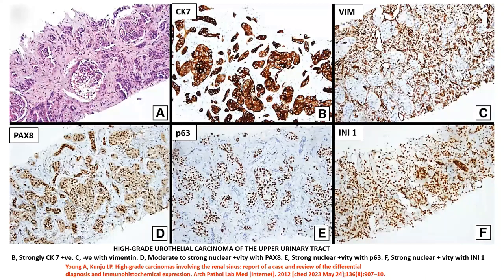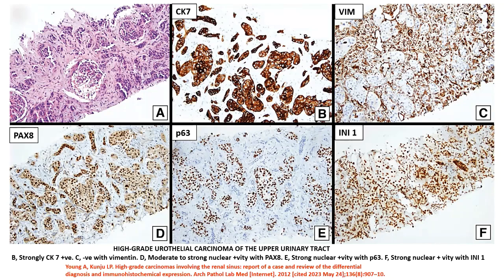For example, in this particular case, this is actually a high-grade urothelial carcinoma of the upper urinary tract, which is mimicking a collecting duct carcinoma. You get CK7 positivity, vimentin negativity, as in C. So vimentin positivity is expected only in the case of a collecting duct carcinoma. You have nuclear PAX8 expression.